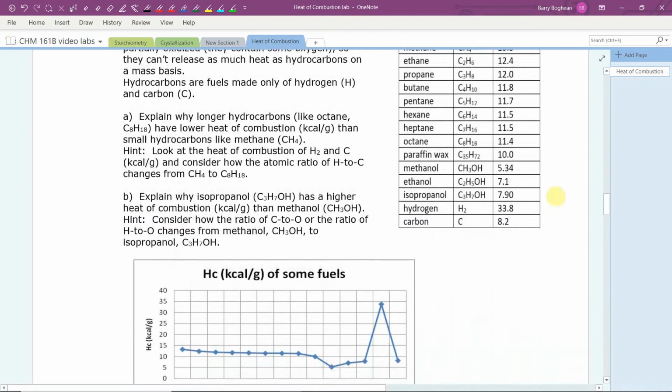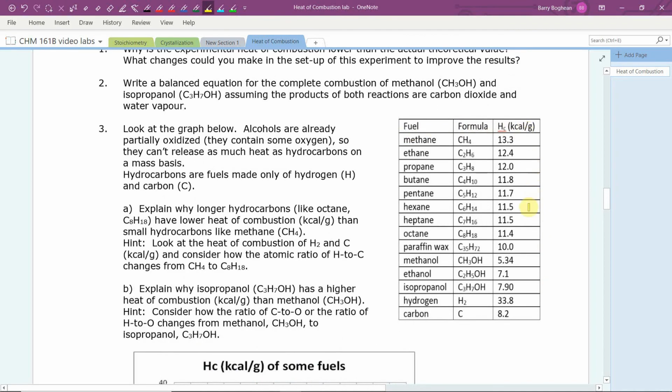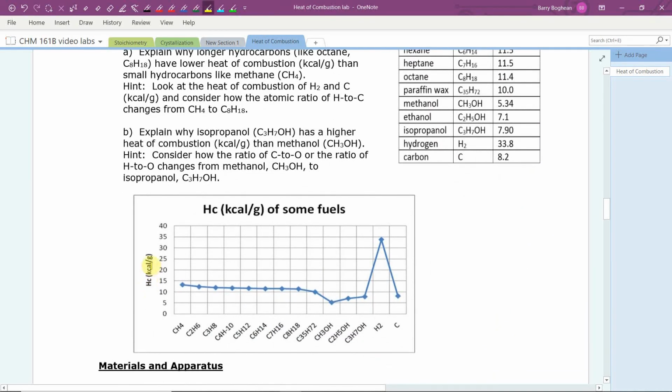Let's first look at the graph. Now the graph simply plots what's shown here in the table. So here's the heat of combustion in kcals per gram of various fuels. One thing that leaps to the eye is how much more heat is released by hydrogen per gram than any other fuel. We're looking at about 34 kcals per gram compared to only about 8 kcals per gram for carbon. And so a hydrocarbon fuel, which is a mixture of hydrogen and carbon, will give off heat depending upon the ratio of hydrogen and carbon. Obviously, the greater the ratio of hydrogen to carbon, the greater will be its heat of combustion. As you get longer carbon chains, the ratio of hydrogen to carbon decreases, and so does the heat of combustion.